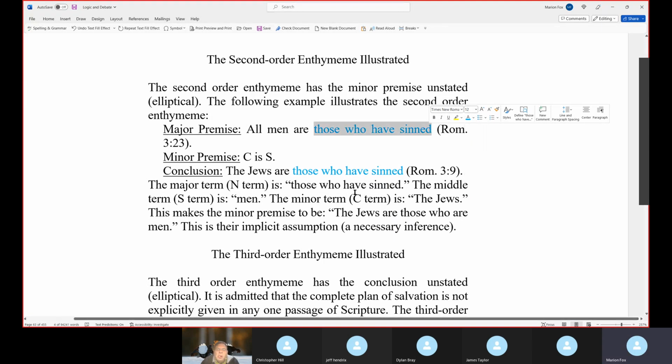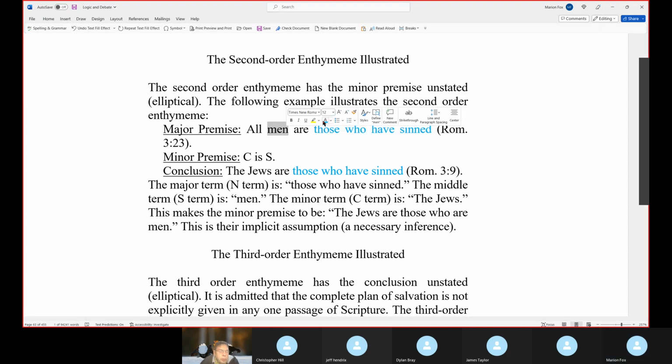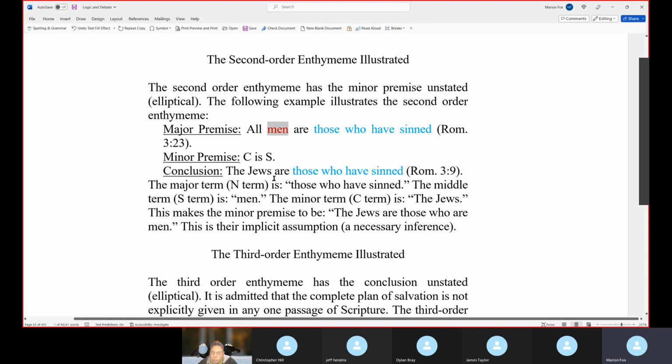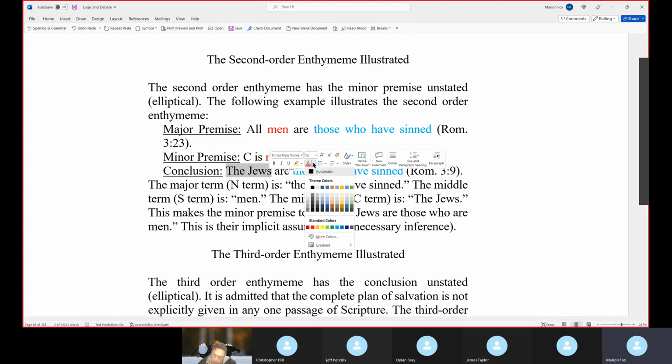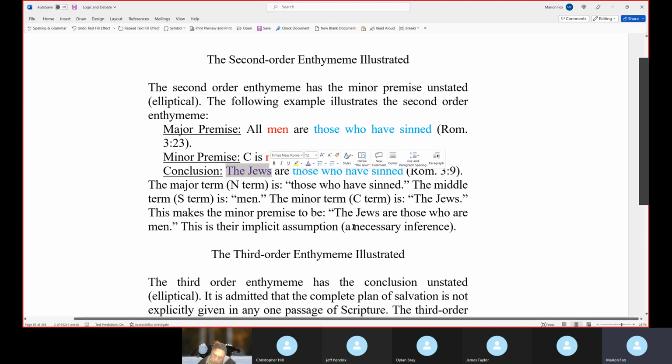All right. And then all men, make that red. And that's your middle term. There's your middle term. Now that middle term is going to go right here. So that's where it goes. And the Jews, so we'll say the Jews. And then this would be, let's make it purple. And that will be your subject of the conclusion. So now we have our middle term.